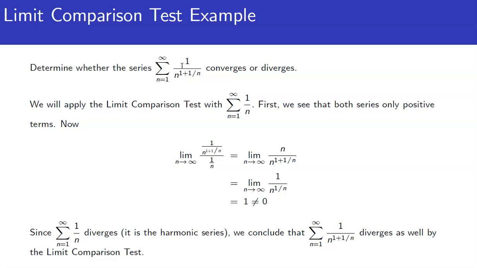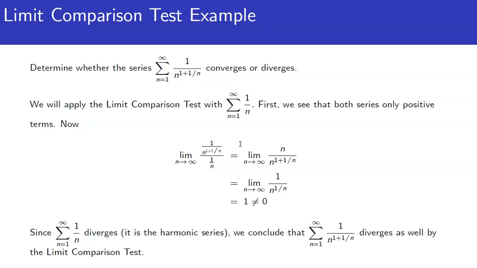We don't need to worry about which one's the bigger one. We just care whether or not they're similar. If I were to use the direct comparison test, I would need this to be bigger than the thing I'm comparing to, which, at least from what I've chosen to compare it to, is not convenient. So for a convenience factor, it's easier to use the limit comparison test here rather than a direct comparison test.